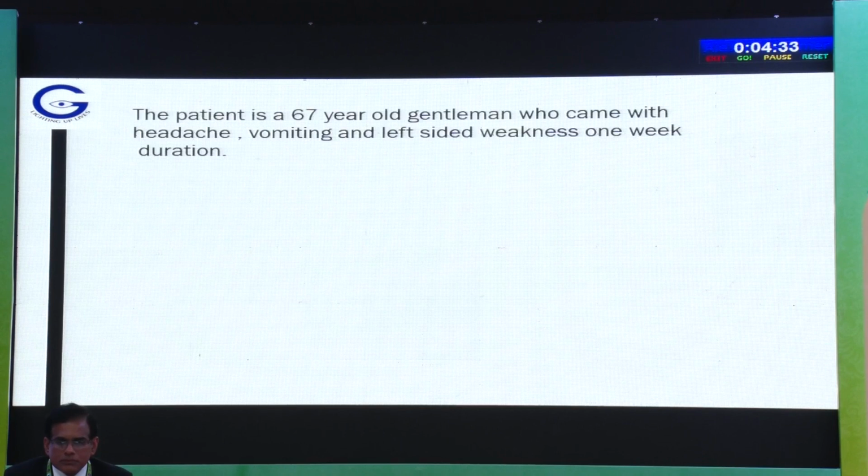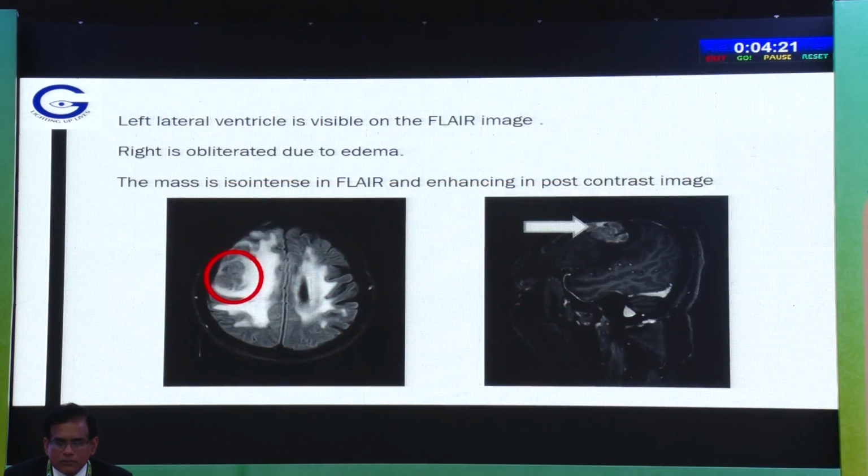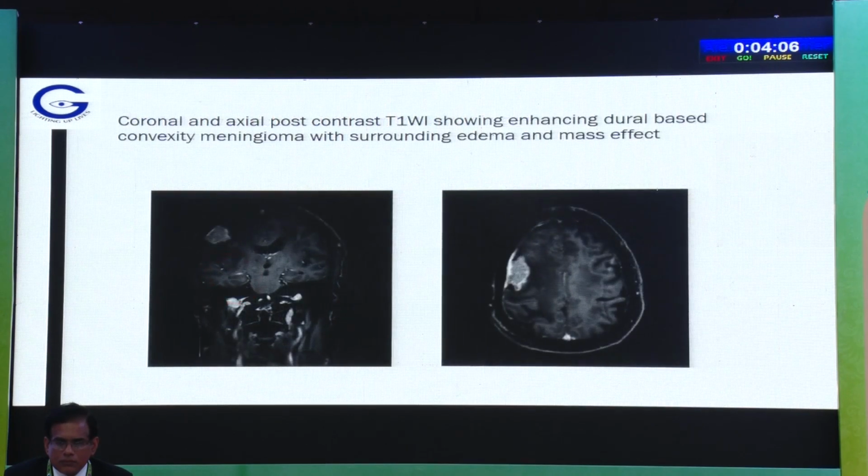This is a 67-year-old gentleman who came to us with headache, vomiting, and left-sided weakness of 1 week duration. This is the fundus picture, bilateral disc edema. So we imaged him. The image shows a right-sided mass lesion with surrounding edema, and this disc edema is because of this space-occupying lesion. This is the post-contrast picture.